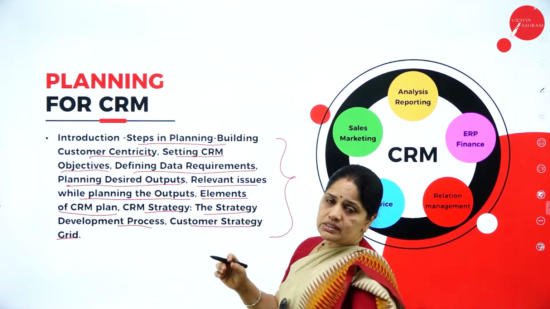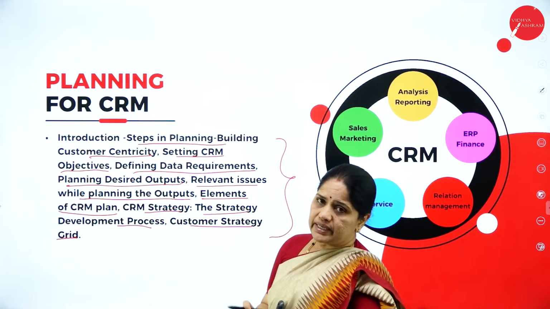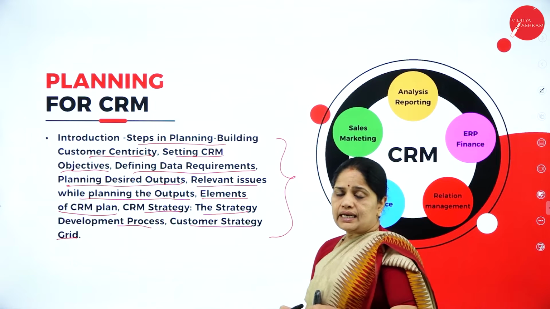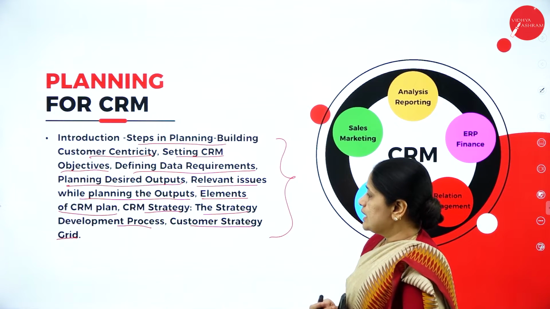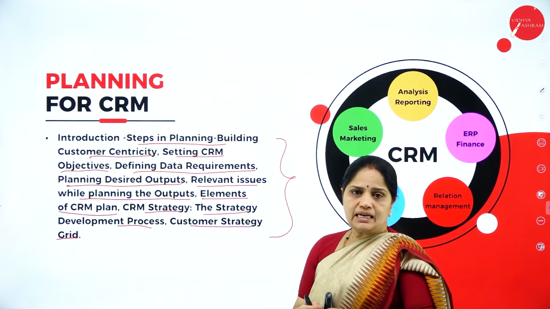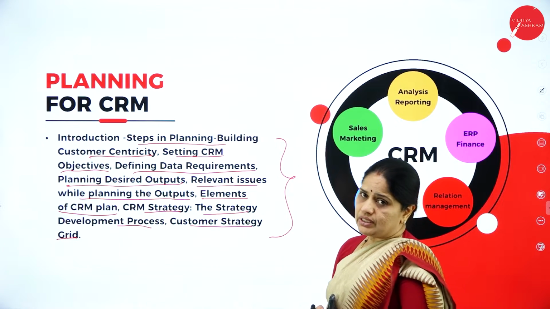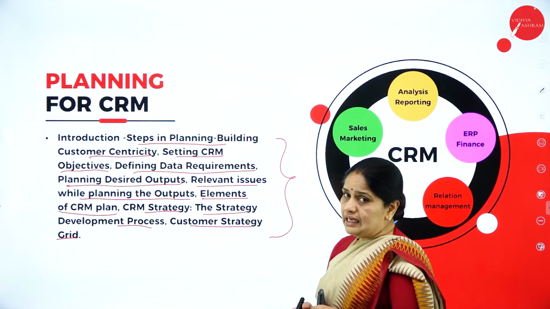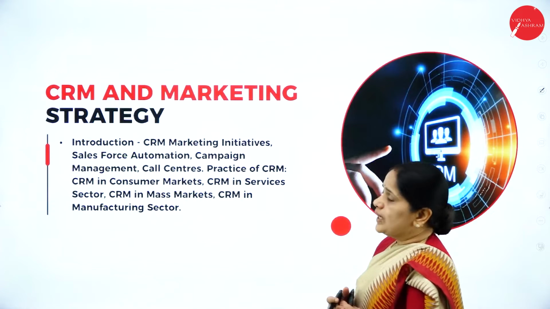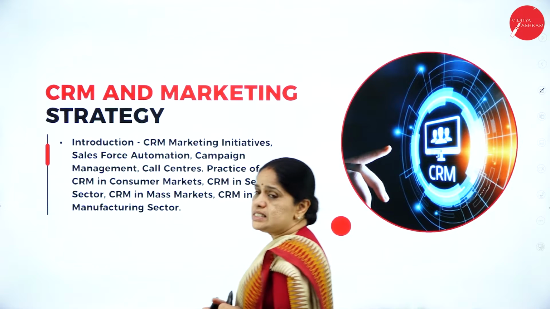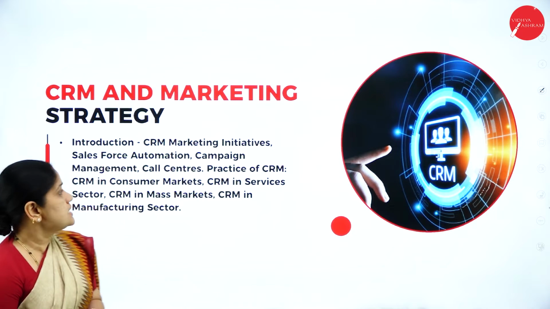So it involves the setting up of the objectives, then what is the data requirement you need, then what is the output you need, what are the elements of the plan, and also deciding about the strategy. In all this you will be learning in the third module. Now, in the fourth module, we have CRM and marketing strategy.